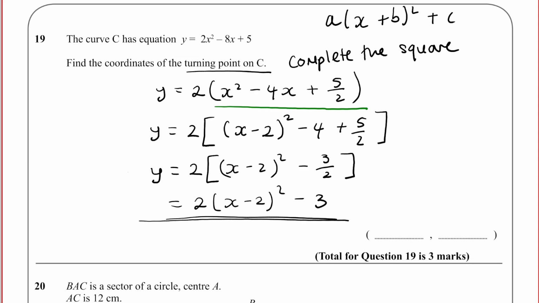So how can we find out the turning point? What is the smallest thing that this could be? The smallest thing I could get from something squared is a 0. So that's when x is 2. When x is 2, this whole part here is going to be worth 0. So what's going to be left when that's worth 0? y will be negative 3. So the minimum point, the smallest thing I could get out, which is the turning point, is (2, negative 3).